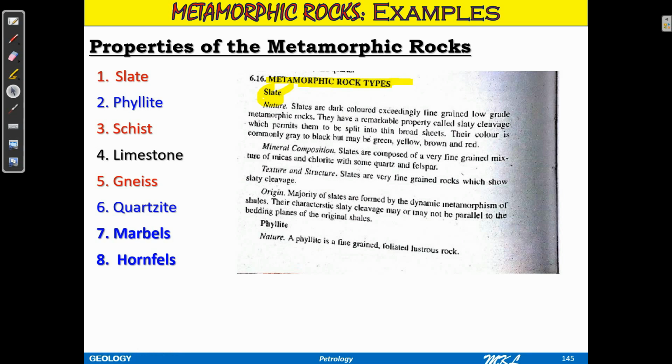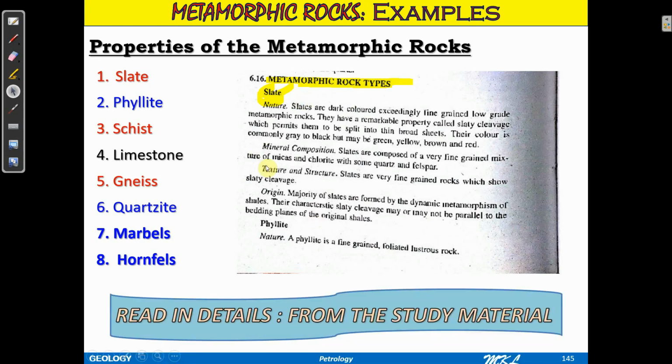So I will provide you a study material and the PPT. These things you have to read. Okay, so read in detail from the study material. These things are very, very important for you. So I might ask a question from here.